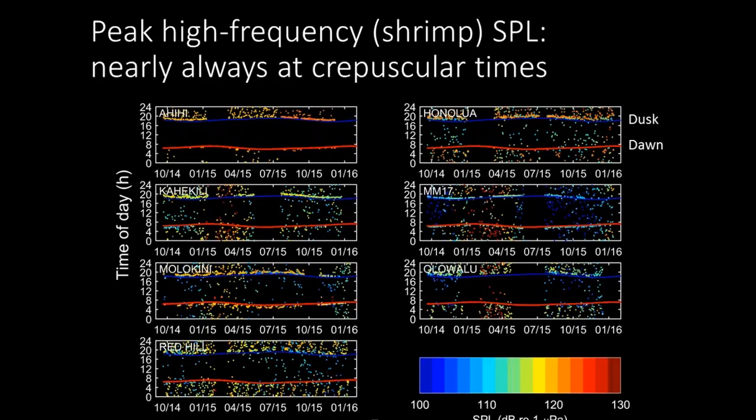It's a slightly different story at the high frequencies. We see a lot more fidelity to the crepuscular periods. You know, at this one reef, there's not a single day where a peak level happens outside of the dawn and dusk night period. Although there is variability at some of these other sites, there's a really strong relationship here to dawn and dusk.